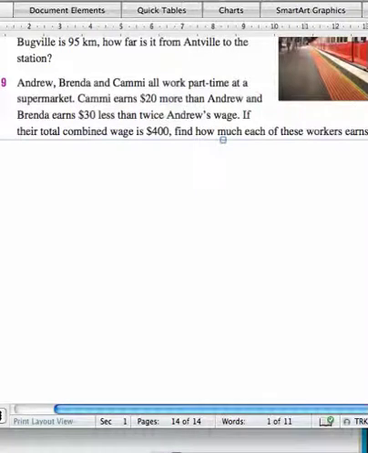Andrew, Brenda, and Cami all work part-time at a supermarket. Cami earns $20 more than Andrew, and Brenda earns $30 less than twice Andrew's wage. This is the important part so far. If their total combined wage is $400, okay, we've got to find out how much each worker earns.